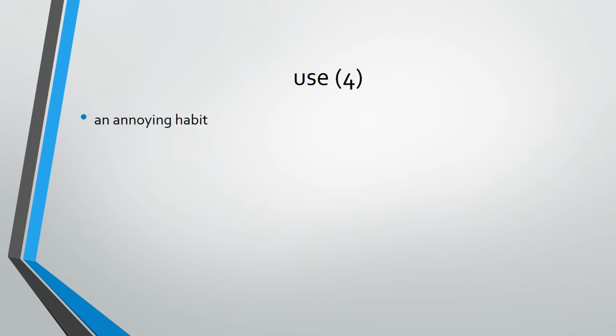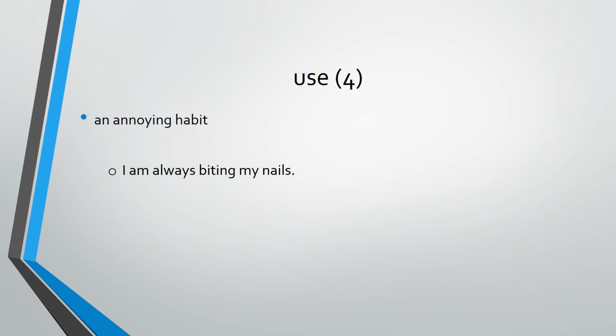And finally, we can also use the present continuous to express an annoying habit. A habit means that it's a repetitive action. Let's have a look at some example sentences. I am always biting my nails. Well, that's definitely an annoying habit.